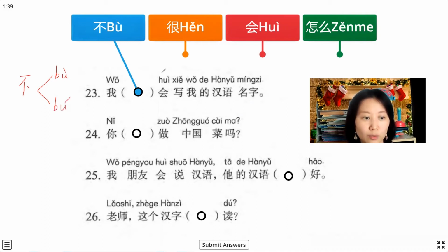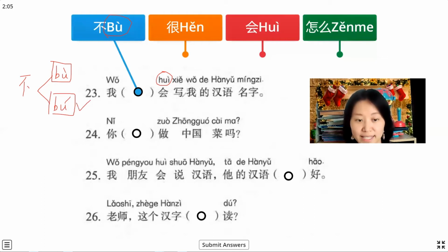Just this one, we notice 会 is the first sound and 不 also is the first sound. This time, we change the first sound to the second sound, because first sound plus first sound is difficult to pronounce. We cannot say 不会, it's difficult to pronounce. And this time, we just say 不会. We just change this one. 不会。我不会写我的汉语名字, I cannot write my Chinese name.